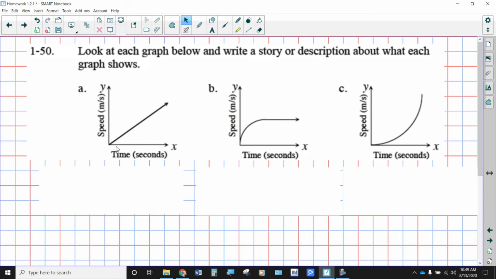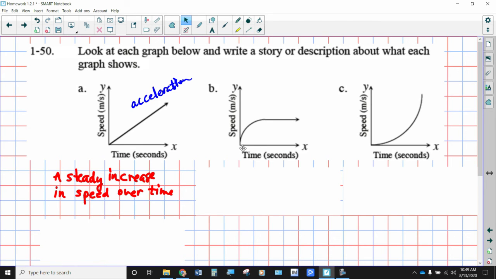Here for A, the speed appears to be increasing as time goes on. So this is kind of an example of what acceleration would look like, right? Because as time goes on, you're getting faster. It's not a distance that you're going. You're actually going, the speed is increasing over time.